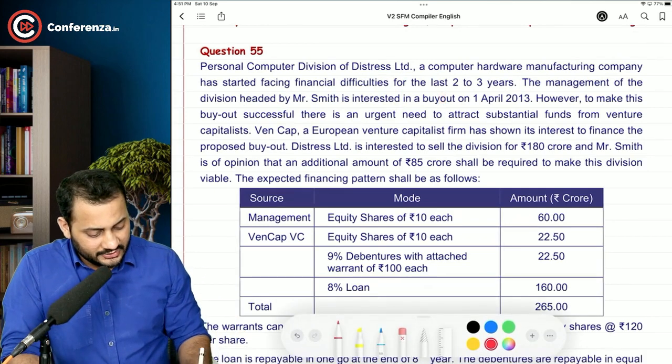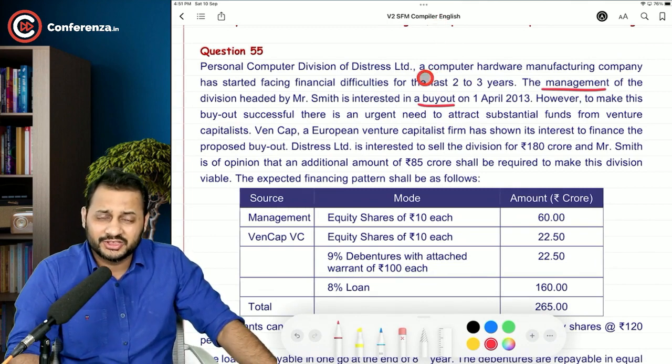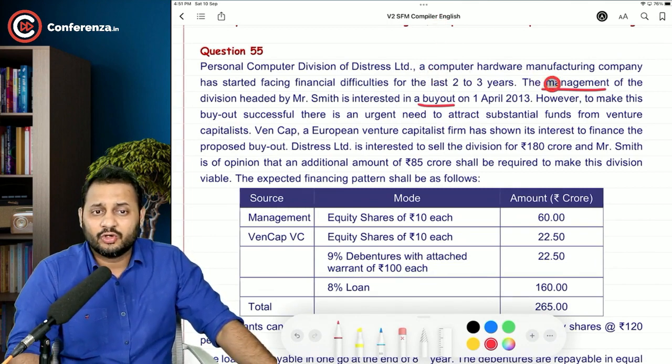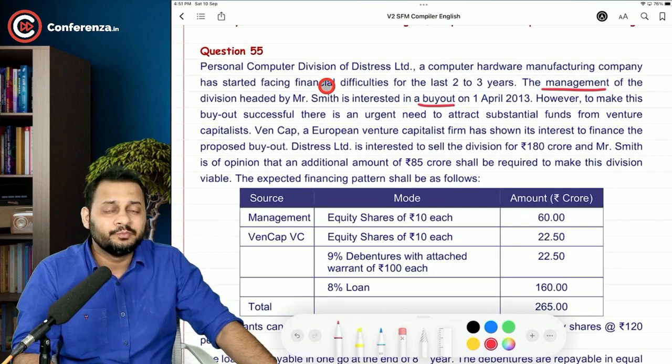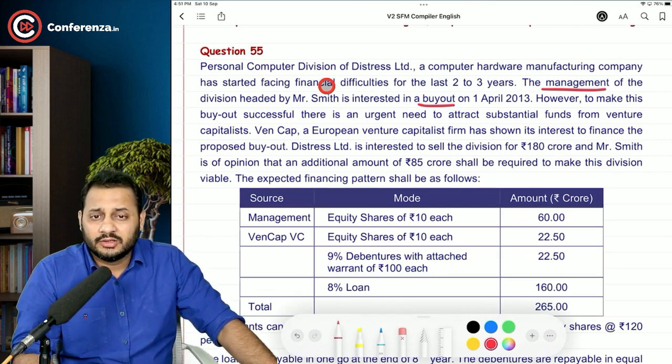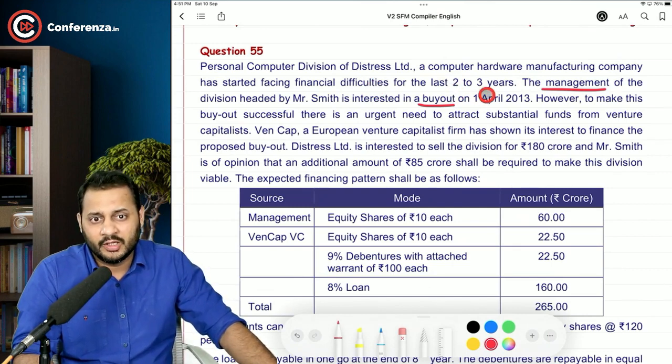Understand? This process is called management buyout. When you read the theory of mergers and acquisition, you will realize there is a concept called management buyout, where, if the company is not doing good, the management still believes that by doing something or the other, the company can be brought back on track. So first of all, they buy the company and they become the owner of the company. On 1st April 2013, Mr. Smith decided to buy out this company.